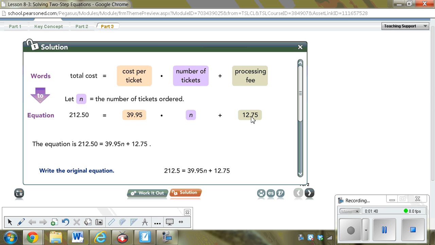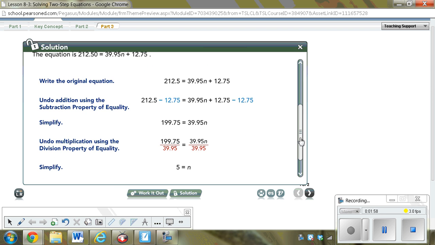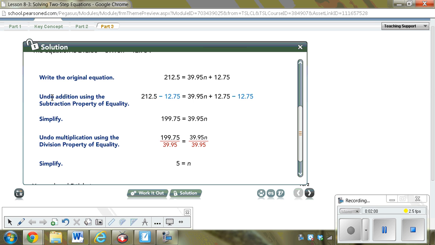Our equation is going to be $212.50 is the total, which is going to equal $39.95 times the number of tickets plus that one processing fee of $12.75. So we write the original equation, and then we need to work through our steps. Again, undo addition. So we see that we have $12.75 over here that is being added. So we do the opposite on both sides because we need to stay equal.